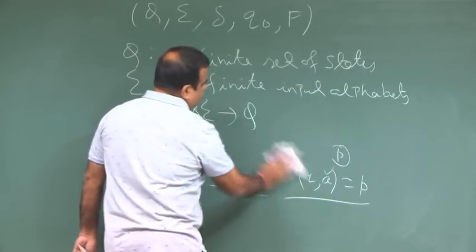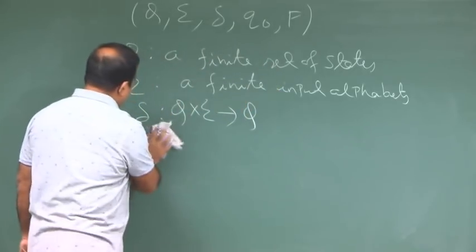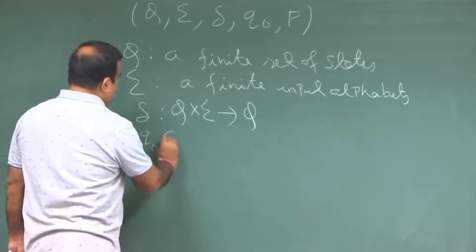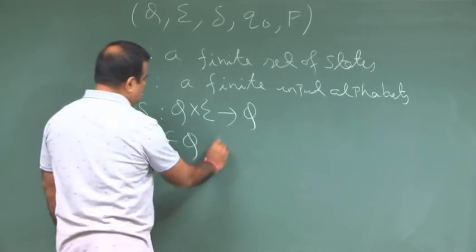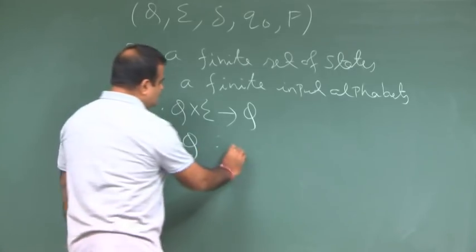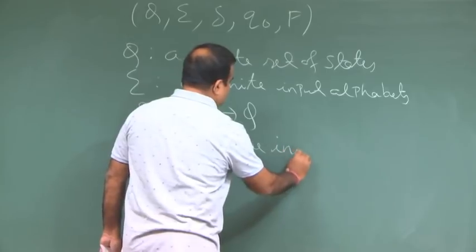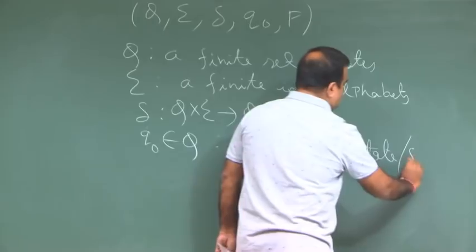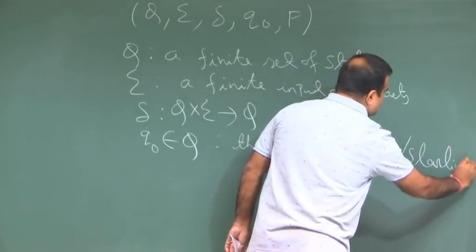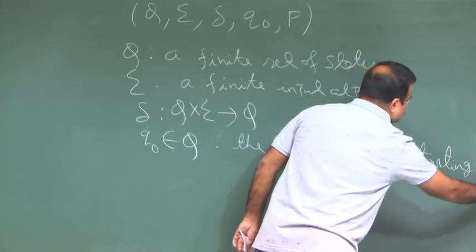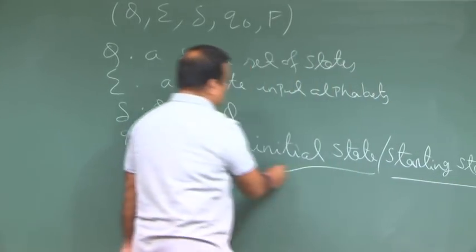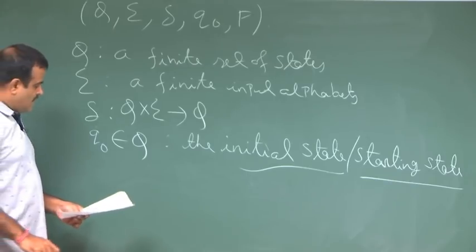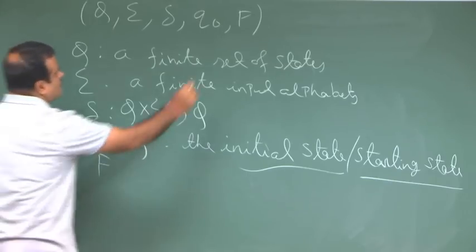And then we have a starting state. So we have to start from a state. So that is Q 0. So Q 0 belongs to Q and is called the initial state or the starting state of the system. So it needs to start from a state. Okay, so that is the Q 0, and we have the F.